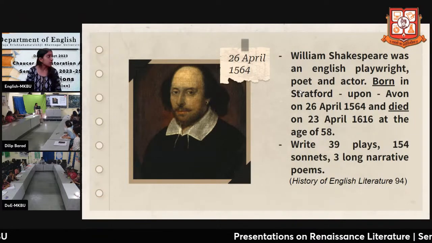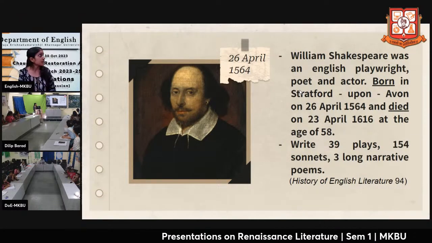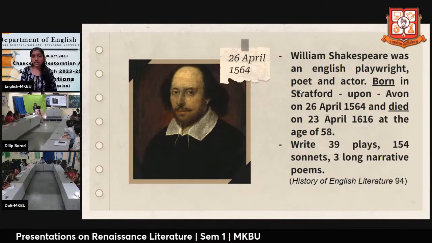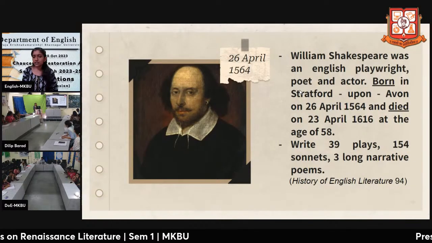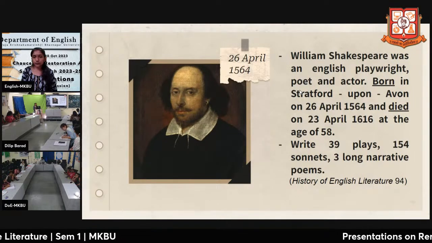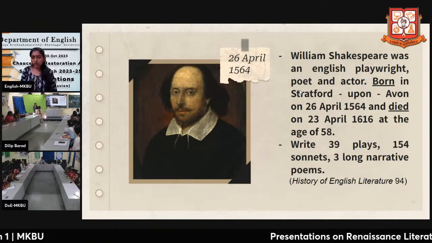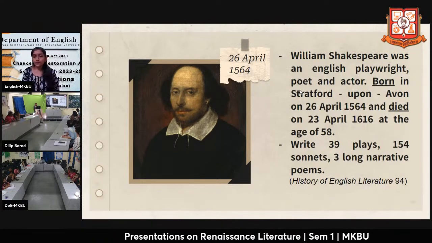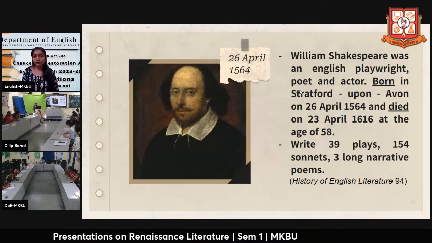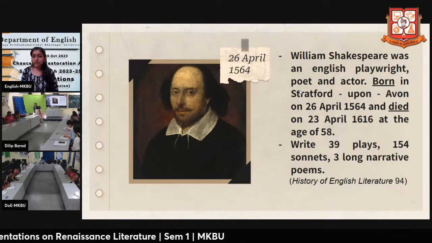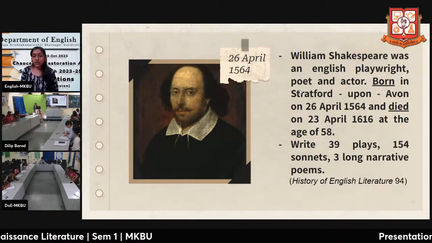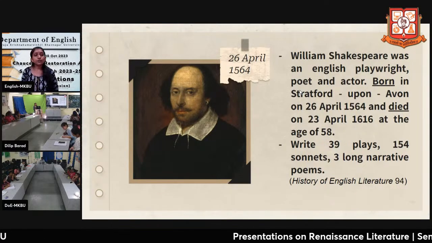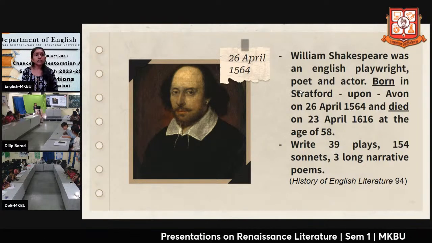Here is the biography of Shakespeare. William Shakespeare was an English playwright, poet, and actor, born in Stratford upon Avon on 26 April 1564, and died on 23rd April 1616 at the age of 52. He wrote nearly 39 plays, 154 sonnets, and 3 long narrative poems.